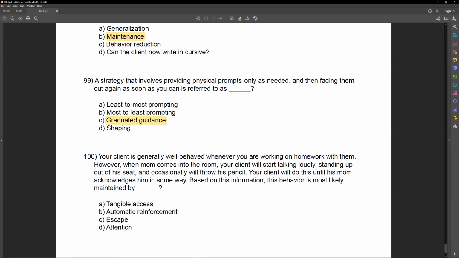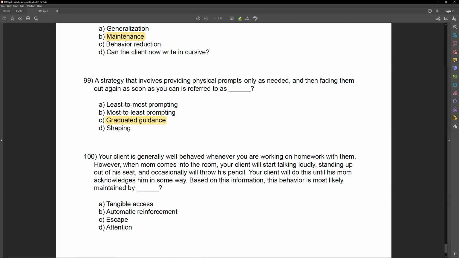The behavior all starts when mom comes into the room, and that's the key, right? That's the antecedent. Mom walks in a room, behavior, client engages in all these behaviors. Consequence, mom acknowledges him in some way. That's how you think about it, right? That's how we get to our function. What is maintaining this behavior? What's that consequence of what?